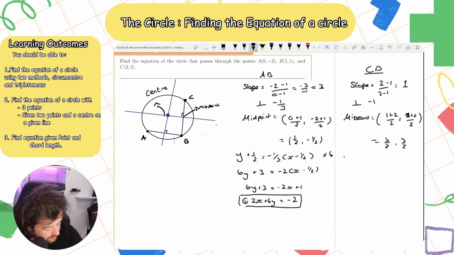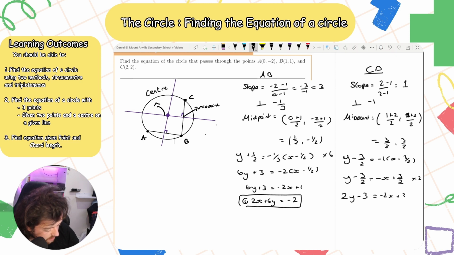My equation for the line is y minus 3 over 2 equals -1 times (x minus 3 over 2). Y minus 3 over 2 is equal to -x plus 3 over 2. Multiply across by 2: 2y minus 3 is equal to -2x plus 3. Bring everything over to one side: 2x plus 2y is equal to 6. And that is my second equation.